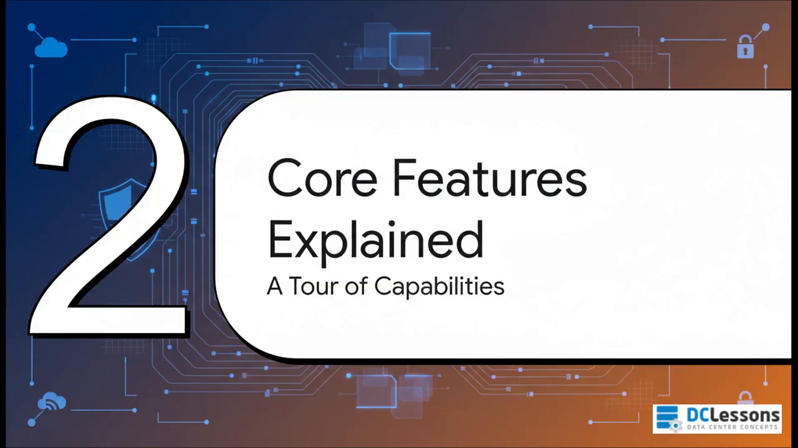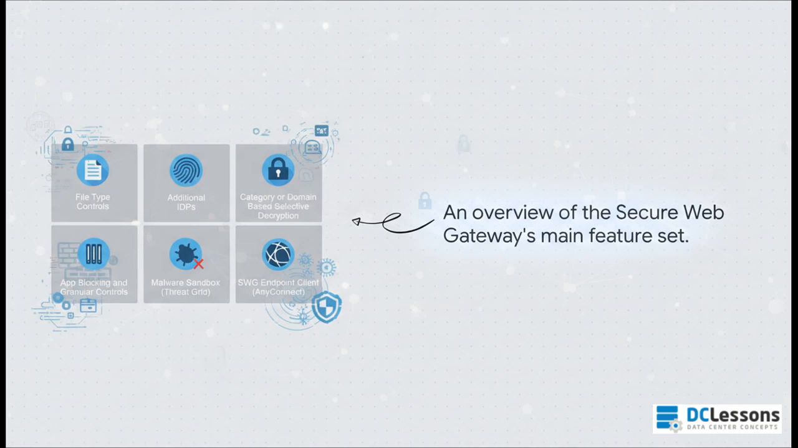All right, so we've got the 30,000-foot view. Now let's zoom in a bit and look at the specific features that make this thing so powerful. Okay, check out these key capabilities. We're talking about really granular file controls, selective traffic decryption, and we'll get into why that's important, application blocking, and even some seriously advanced malware sandboxing. Every single one of these is a critical tool you'll want in your security toolbox.